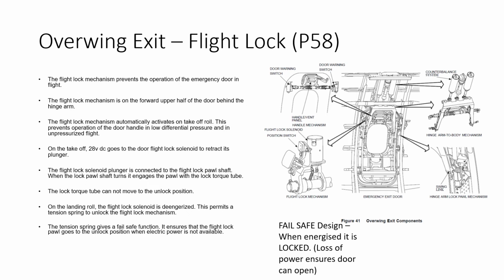On landing, the flight lock solenoid is de-energized. This permits a tension spring to unlock the flight lock mechanism, allowing the door to be opened. The tension spring gives a fail-safe function, ensures that the flight lock pull goes to the unlock position if electrical power is not available.